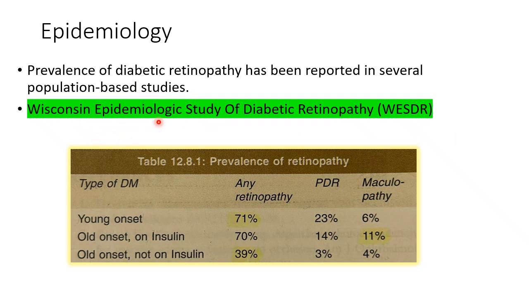So one such study was the Wisconsin Epidemiological Study of Diabetic Retinopathy, which stated that in young diabetics, the incidence of any retinopathy is 71%. Then in older diabetics on insulin, the prevalence is 70%, and maculopathy is most prevalent in old diabetics on insulin. Old diabetics not on insulin, or rather type 2 diabetes, the incidence of retinopathy is 39%, whereas that of PDR and maculopathy is comparatively less. So the last one is type 2. The first two are probably type 1 diabetes.